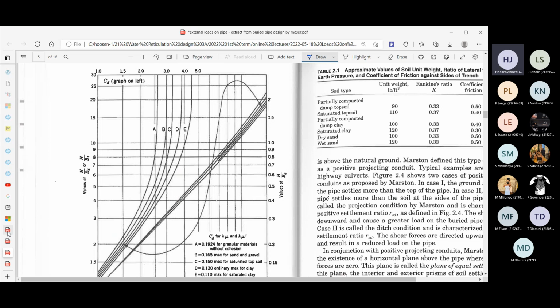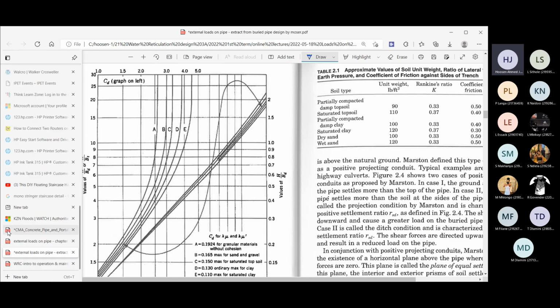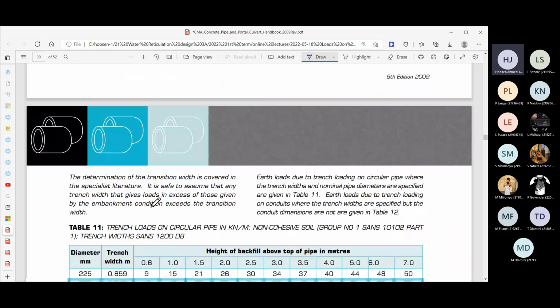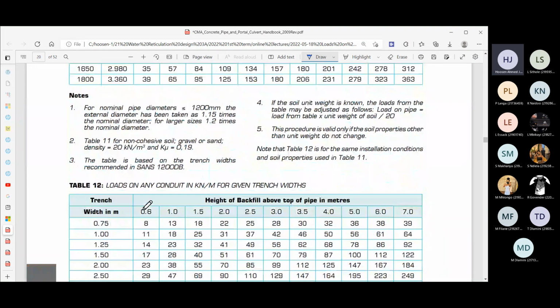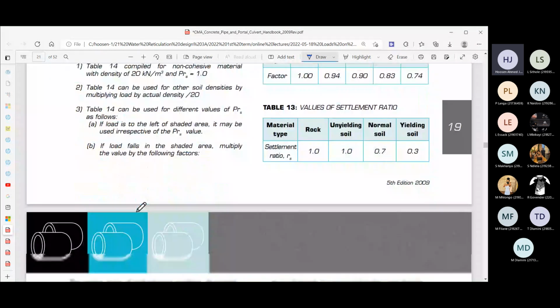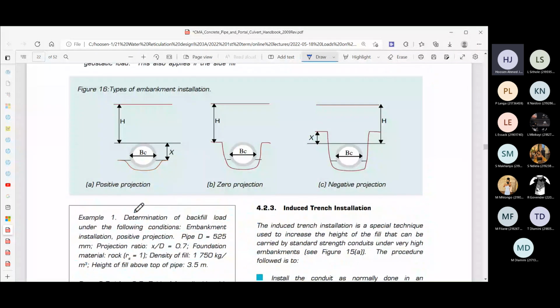So coming back to this particular one over here, the value is referred to as CT, for trench, because you have trench conditions. They're referring to it as CT in this particular formula here, and they give you a graph. There are also tables here for the calculation of all of this.